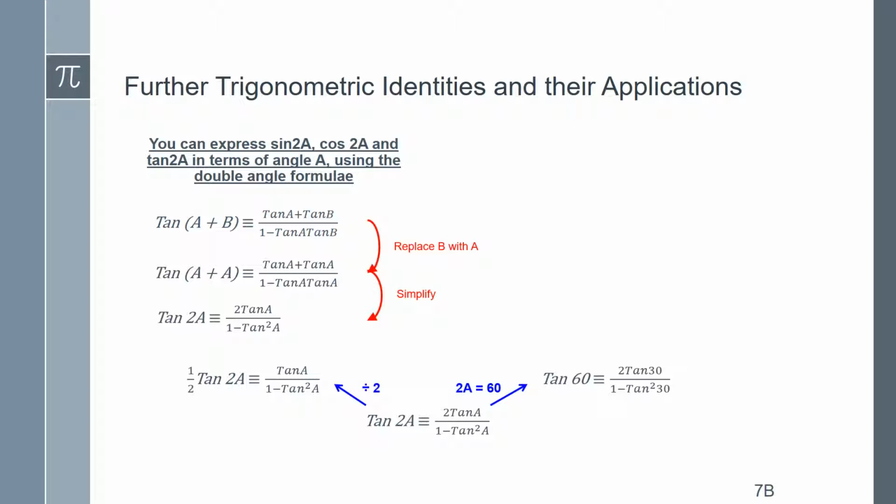If 2A was 60, then it'd be 2 tan 30 over 1 minus tan squared 30. If we times it by 2, 2 tan 2A is 4 tan A over 1 minus tan squared A. And if 2A is equal to A, then tan A is 2 tan (A over 2) divided by 1 minus tan squared (A over 2). So there's the double angle formula for tan.